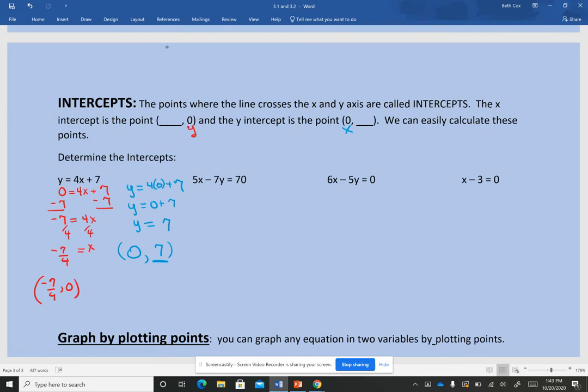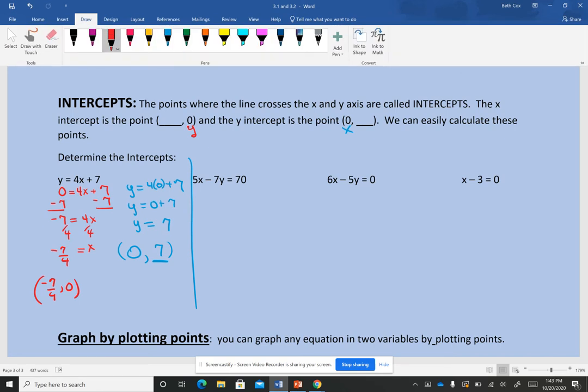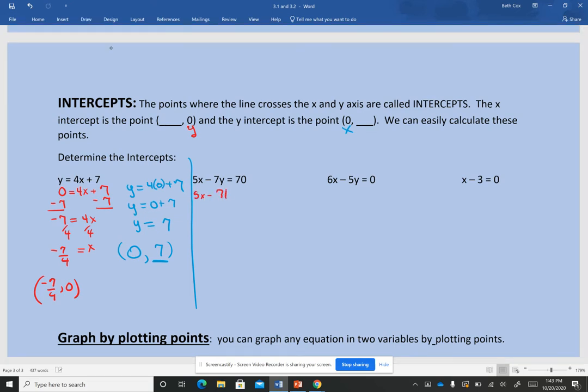Okay, so stop the video and go ahead and do these other 3 and see if you can do those. I'm going to do them real quickly. Okay, so I'm going to plug in 0 for y. And that's going to give me 5x minus 0 equals 70, or 5x equals 70. And then I'm going to divide both sides by 5. And I get x is 14. So when y is 0, x is 14. So this is the x-intercept.